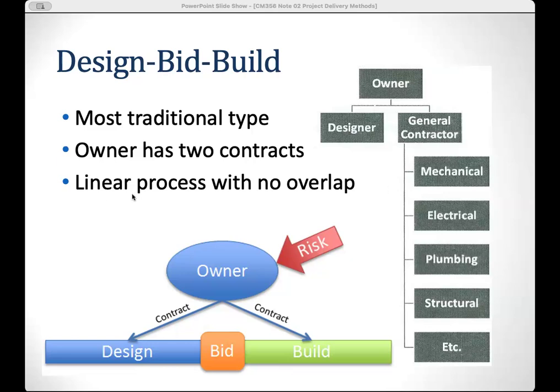So this is a more linear process with no overlap. First you have the design phase, and your owner has a contract with the design team, right? After you finish your design, you open for bid, asking all the general contractors to submit a technical and also the cost bid, right? As a package.